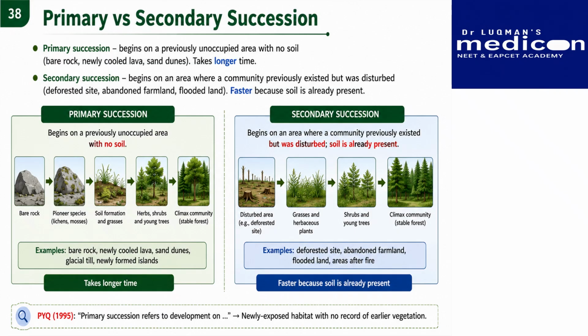Now comes the secondary succession. It begins on an area where a community previously existed but was disturbed. Soil is already present. So a disturbed area, for example a deforested site.